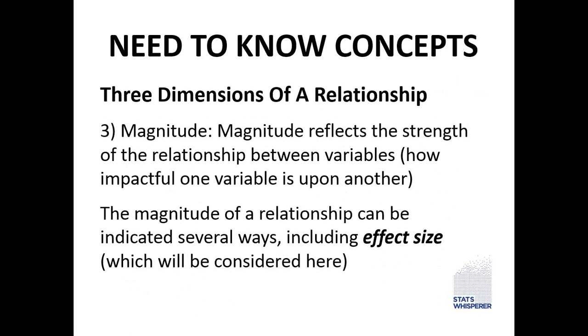Now, magnitude. The magnitude is something we really have to advocate for because it's underplayed in the literature, but it's super important. Magnitude reflects the strength of the relationship between study variables, which means how impactful one variable is upon another. The magnitude of a relationship can be indicated in several ways, including the effect size, which we'll consider here. There are other ways, but a very common and preferred way is to look at the effect size of a relationship.